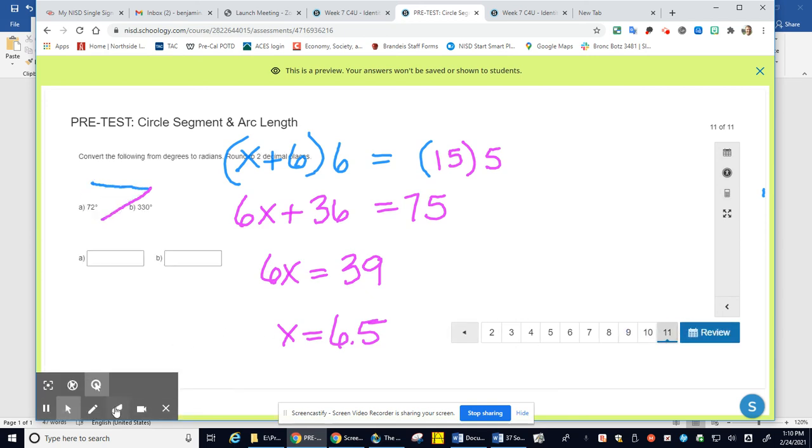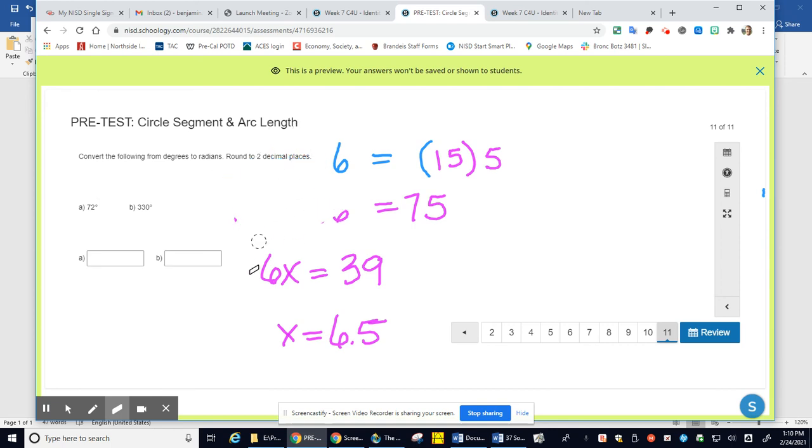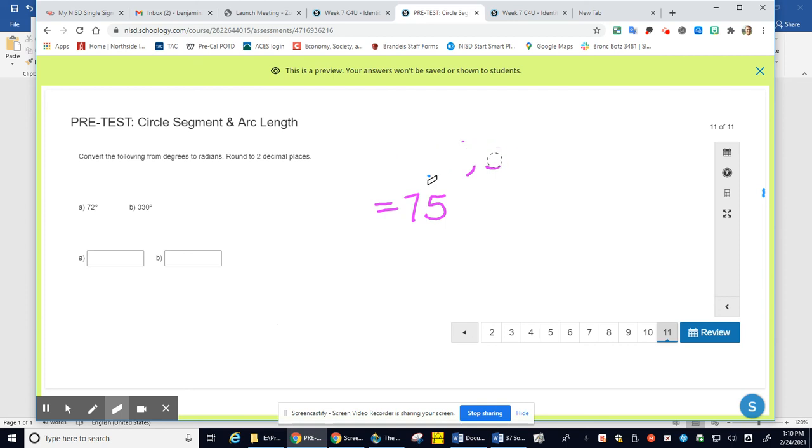Okie dokie, and the last one we have here is a couple of degrees that we're going to change into radians. Okay, so there's two ways that we can represent a radian. One way is by writing it as a fraction of pi, right? The other way is to actually put it in your calculator. So I'm going to do it both ways here. So in order to change my degree into a radian, I multiply by pi and divide by 180.